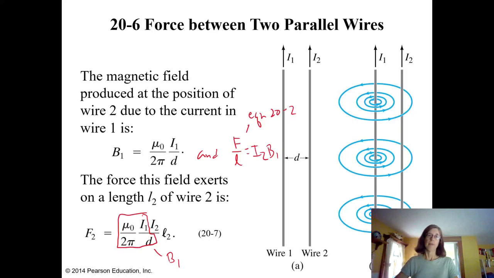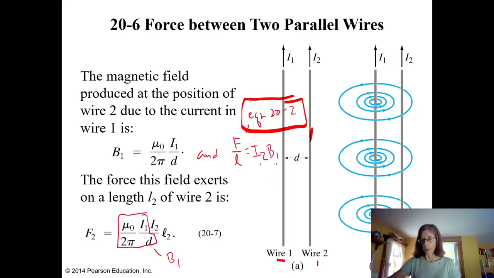All right, so now let's say you have two wires and you want to know the magnetic field produced at a position on wire 2 due to the current in wire 1. Again, this is a derivation. This is equation 20-2 from the text. We know that the amount of force varies as the length of the wire, and that's going to be equal to the current of 2 times the field due to the current in wire 1.